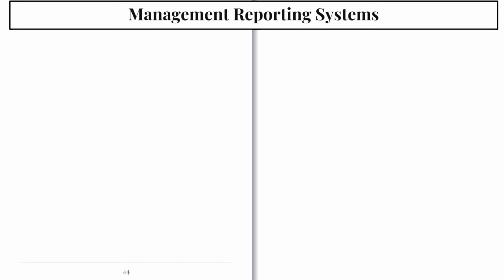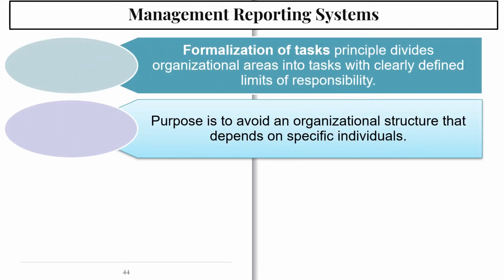To have an effective management reporting system, we need to formalize the tasks. Means we need to have a hierarchy of the tasks within the organization. So, the formalizing of tasks principle divides the organizational areas into tasks with clearly defined limits of responsibility. Means if anything happens, we know where it comes from, and also we know the responsibility and the reaction to that issue.